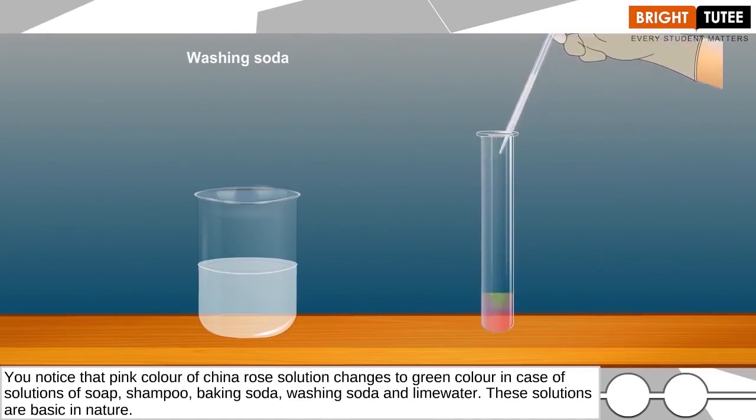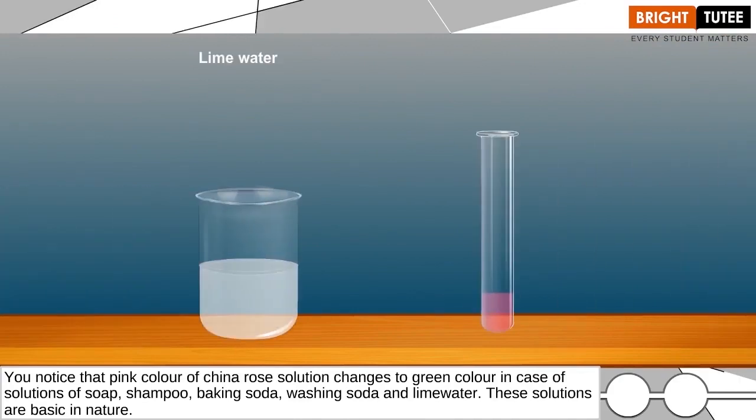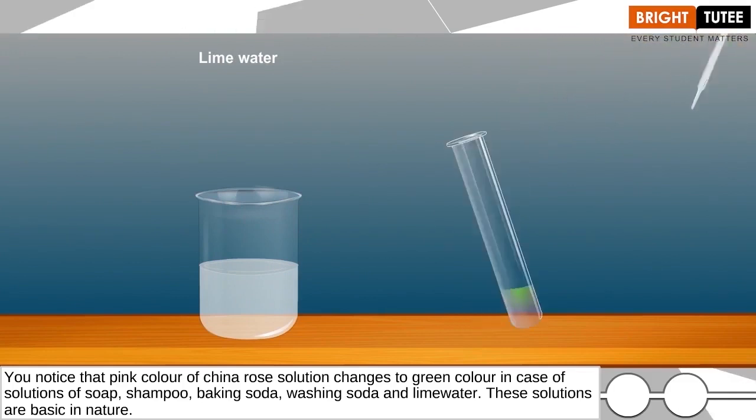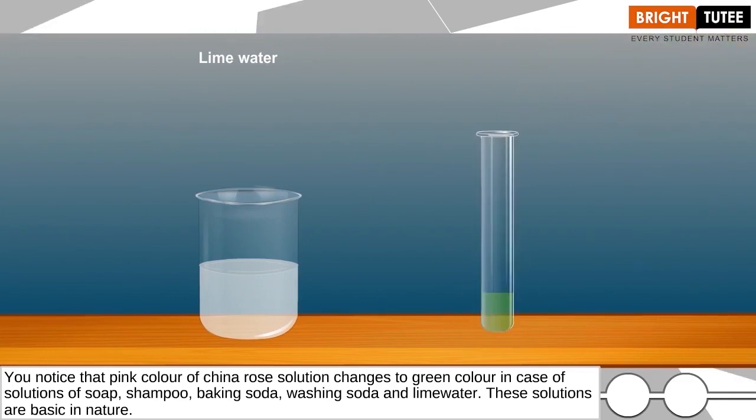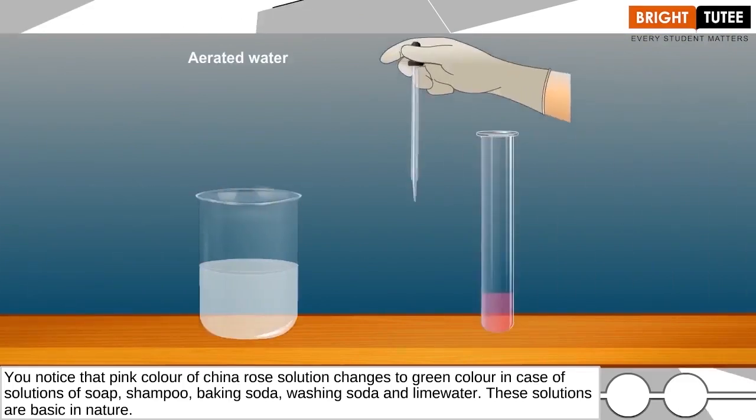You notice that the pink color of China rose solution changes to green in the case of solutions of soap, shampoo, baking soda, washing soda and lime water. These solutions are basic in nature.